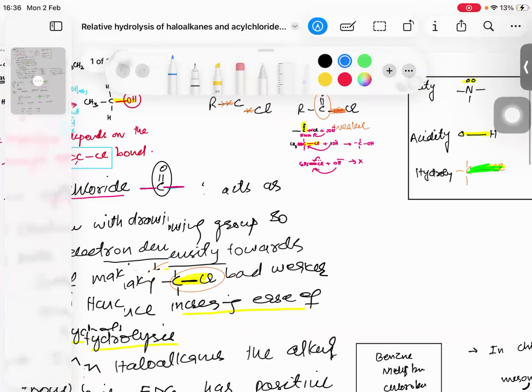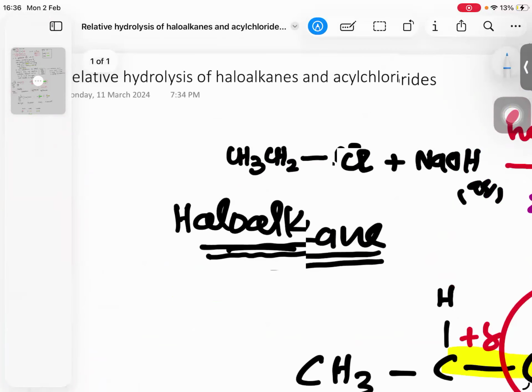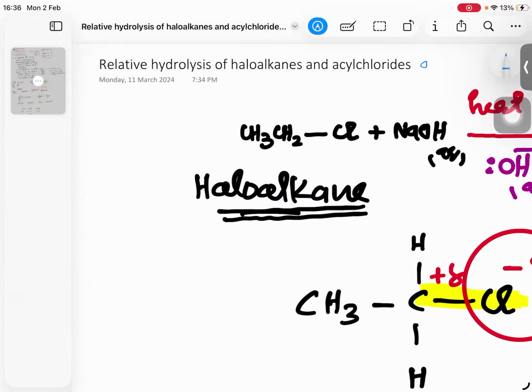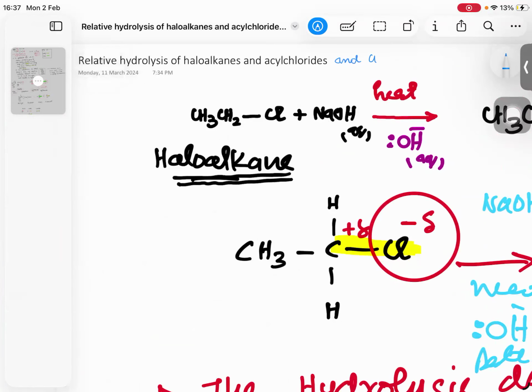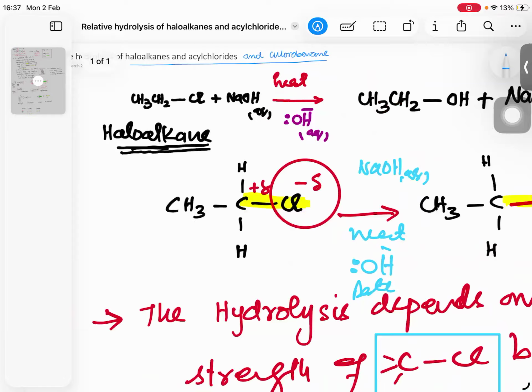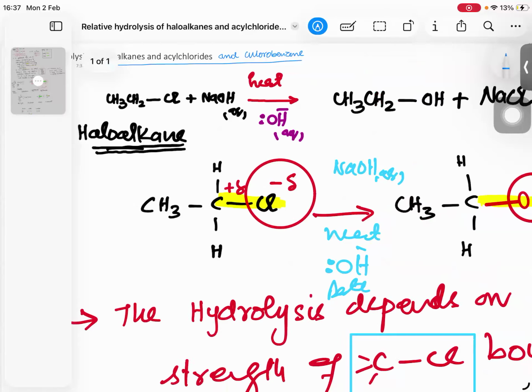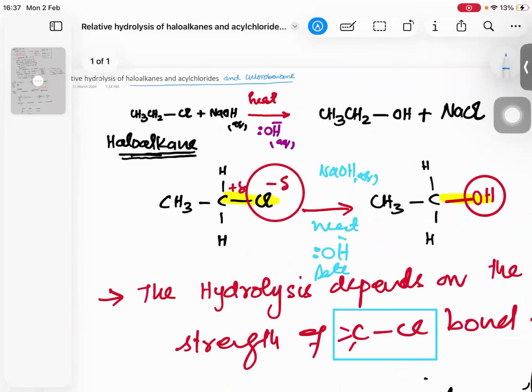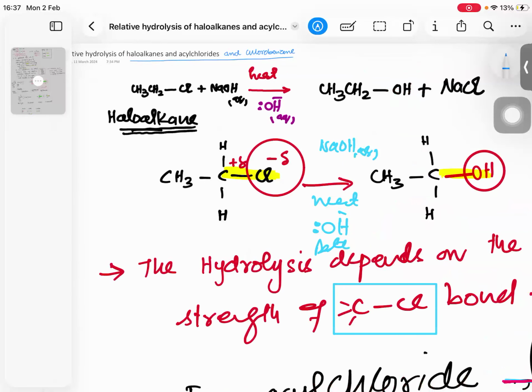So please give the heading: relative hydrolysis of haloalkanes, acyl chlorides, and chlorobenzene. Relative hydrolysis of haloalkanes, acyl chlorides, and chlorobenzene.